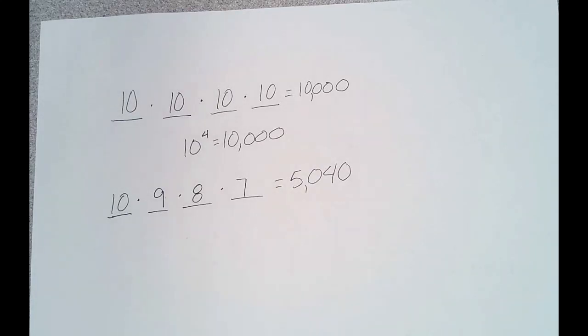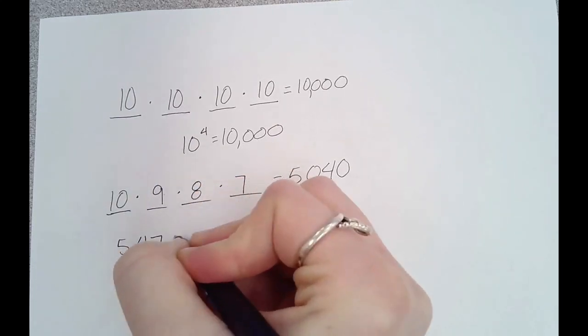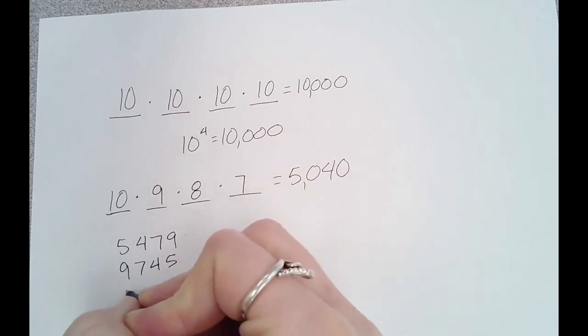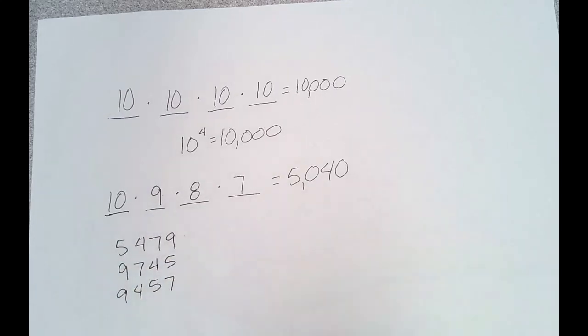So in a permutation, you are trying to arrange things or do things in a way where they cannot repeat. And the order matters. If you're making a passcode or a password, and you had a password of 5479, that's different than 9745. That's different than 9457. Those are all different. So the order of the numbers matters. If you put them in the wrong order, it's still not going to unlock. So that's what makes a permutation, where we're not repeating and where the order matters.